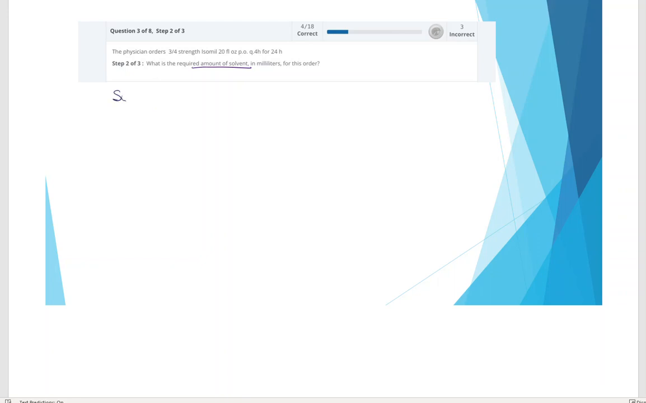All right, so this next part of the question is, what's the required amount of solvent? So remember I told you that if you take your total solution, subtract your solute, that's going to equal your solvent. And again, it's for this order. So my total solution for the order was 3,600 milliliters. My solute was 2,700 milliliters. So 3,600 minus the 2,700 gives me 900 milliliters of solvent for the order.